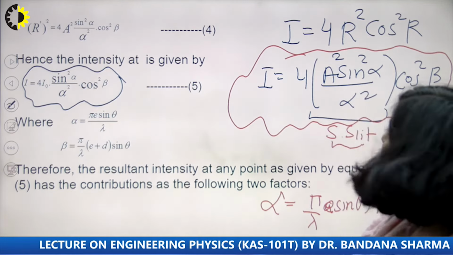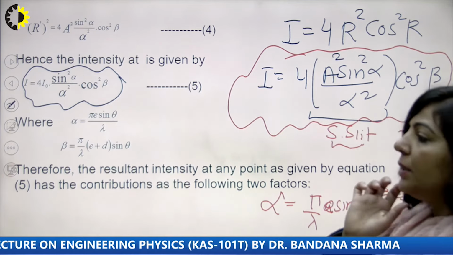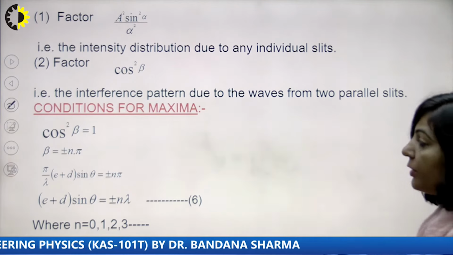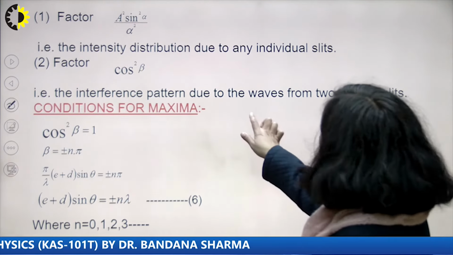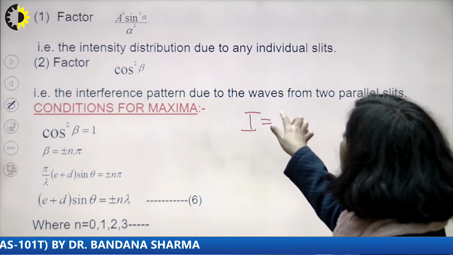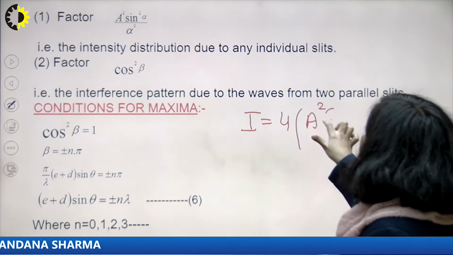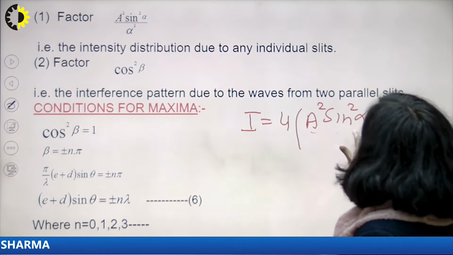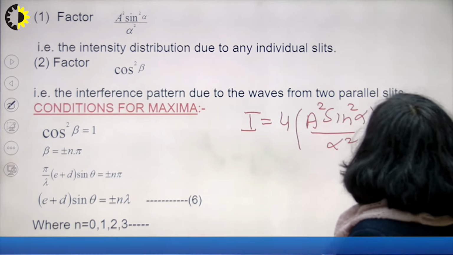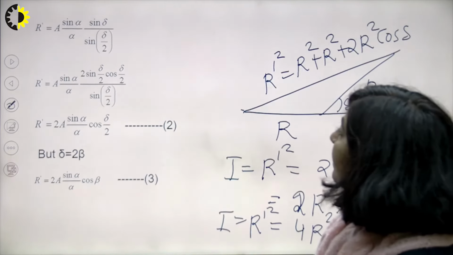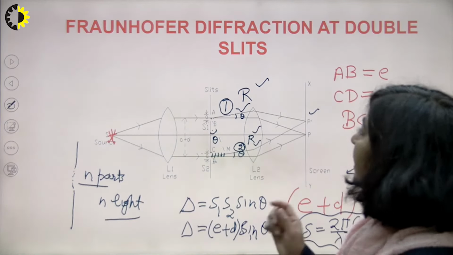Now with the help of this simple expression of intensity, we can decide the conditions for maxima and minima. But there is one important point here. So in order to explain that point, again I am writing that same expression here: 4 A square sine square alpha upon alpha square into cos square beta. So you have to understand one thing very clearly through this diagram.